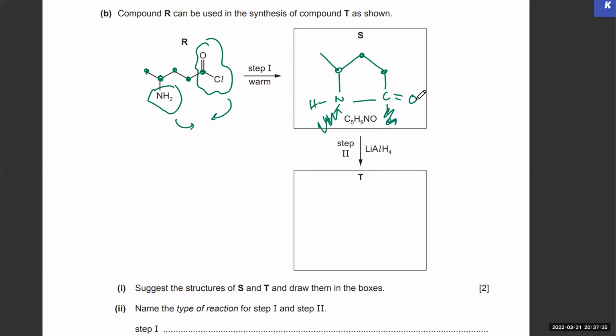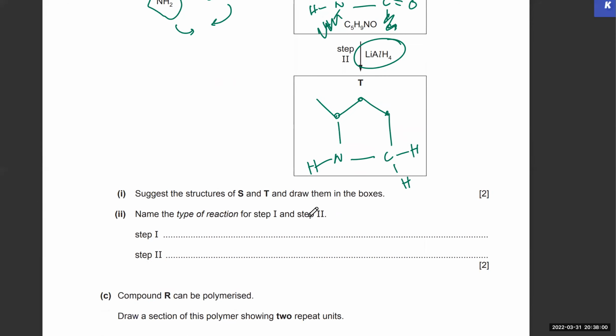So this over here will turn into CH2 if you do reduction. So everything would be kind of the same. The N over here, there's no dot over here. And over here, instead of CO, you will have CH2. Okay, so the O will go away, that's reduction. And name the type of reaction, step 1 and step 2.